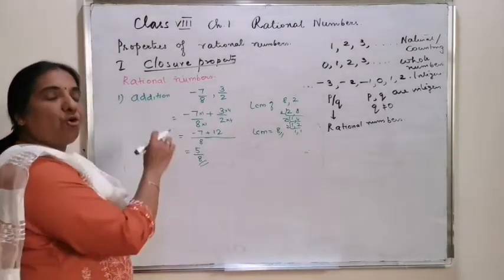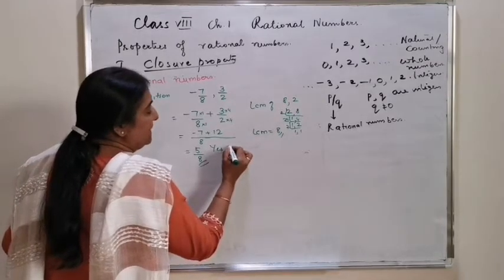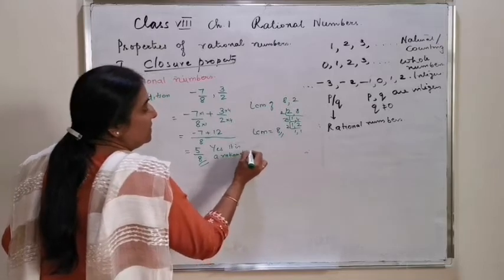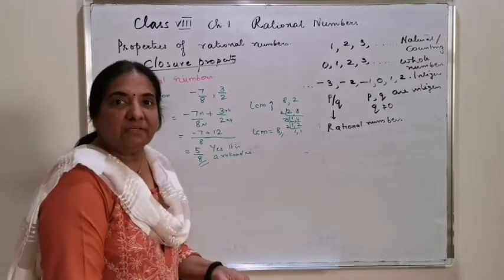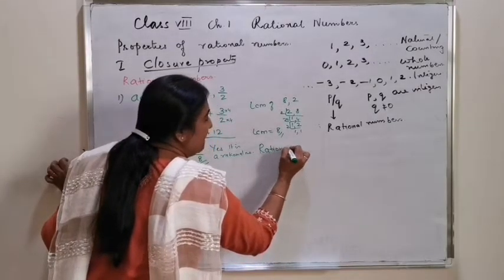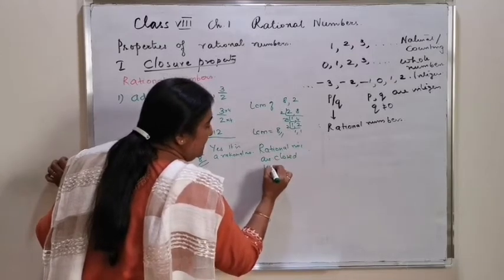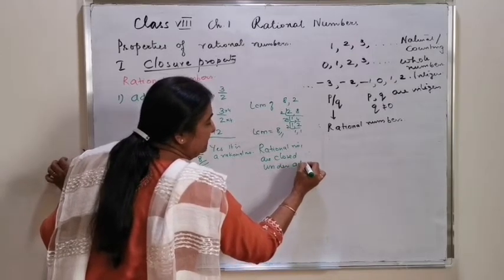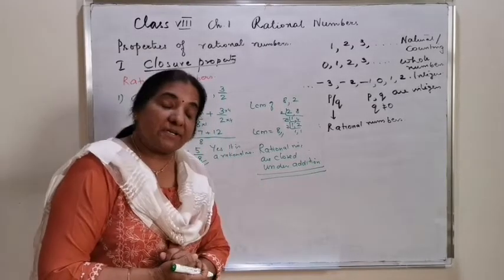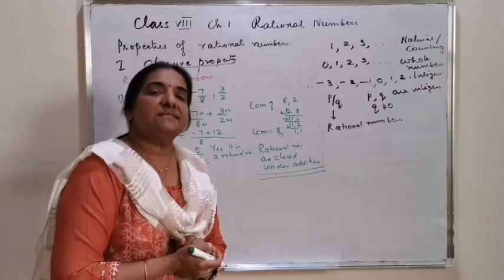Is 5 by 8 also a rational number? Yes, 5 by 8 is a rational number. So how can you give the justification that rational numbers are closed under addition? That means rational numbers strictly follow the closure property for addition. Let's take subtraction.